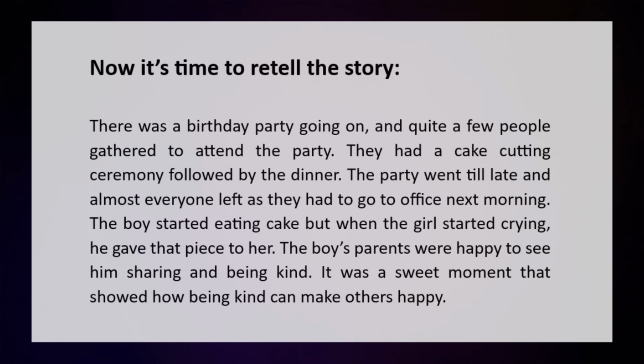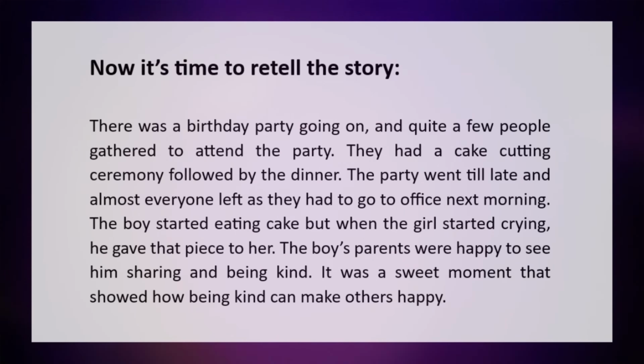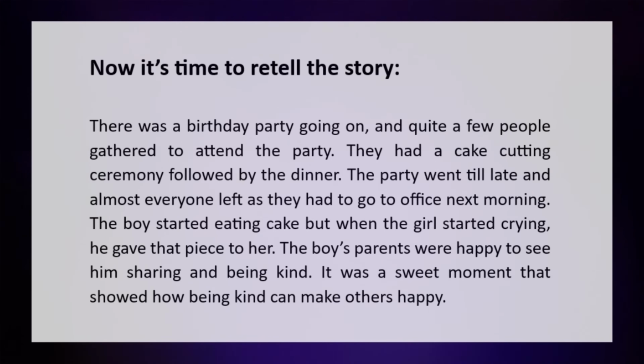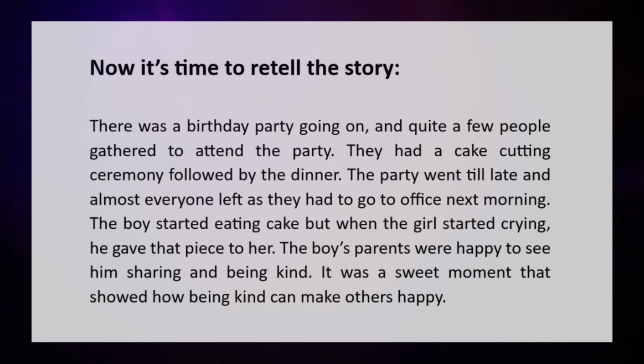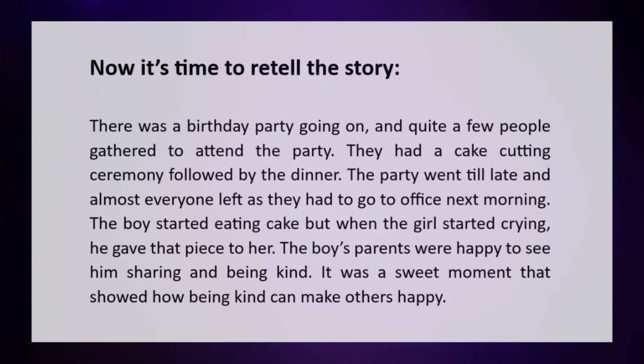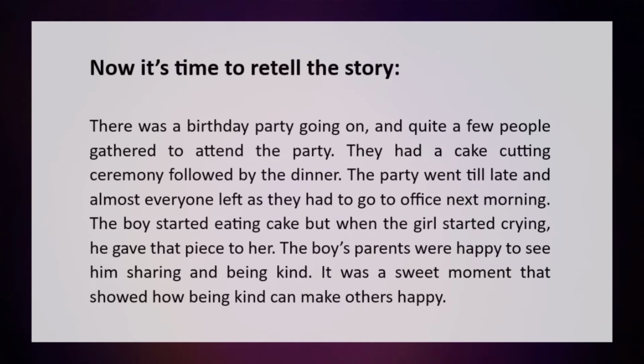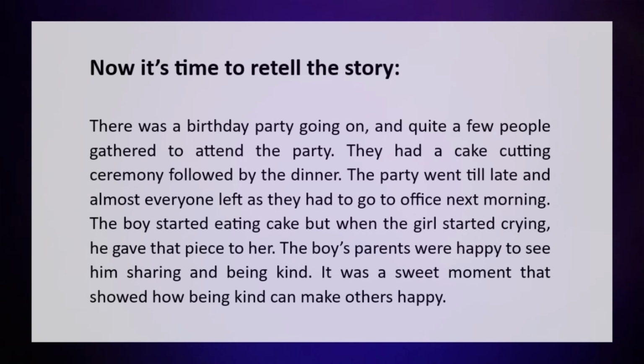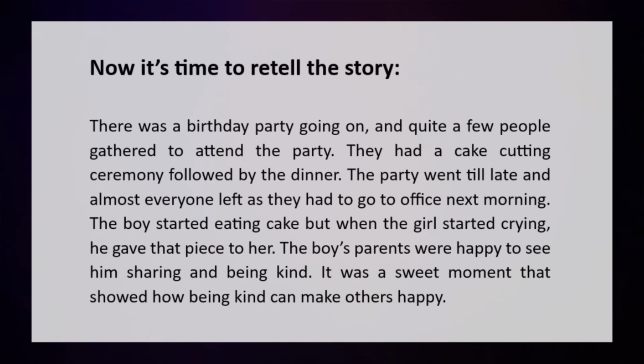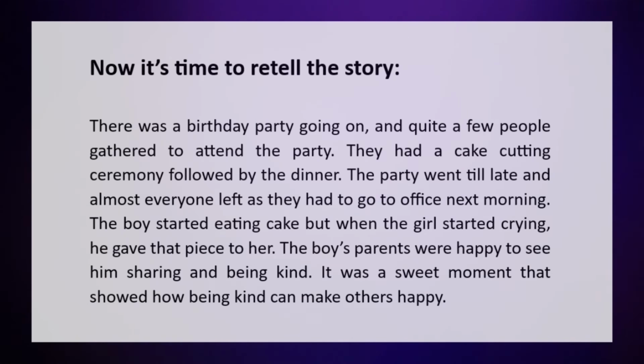There was a big party going on and quite a few people gathered to attend the party. They had a cake cutting ceremony followed by the dinner. The party went till late and almost everyone left as they had to go to the office next morning. The boy started eating cake, but when the girl started crying, he gave that piece of cake to her. The boy's parents were very happy to see him sharing and being kind. It was a sweet moment that showed how being kind can make others happy.